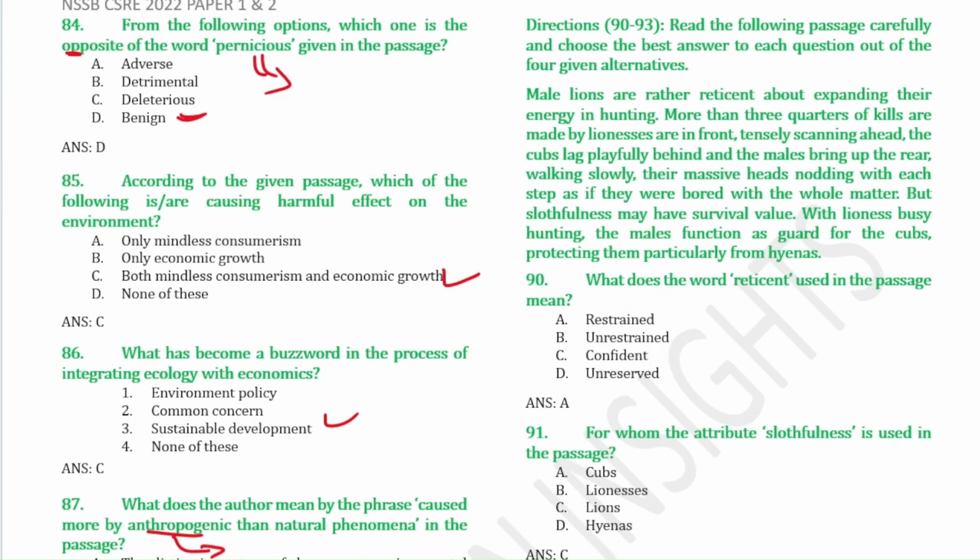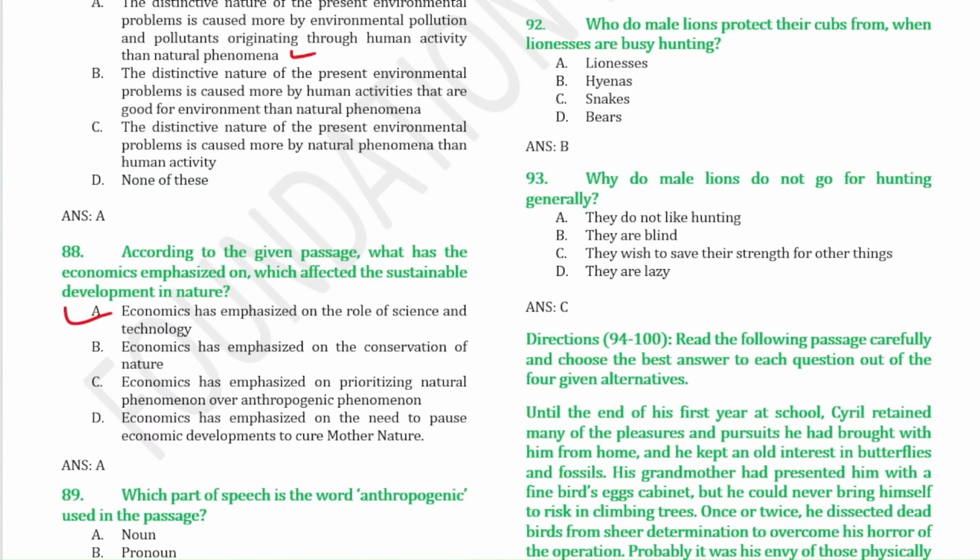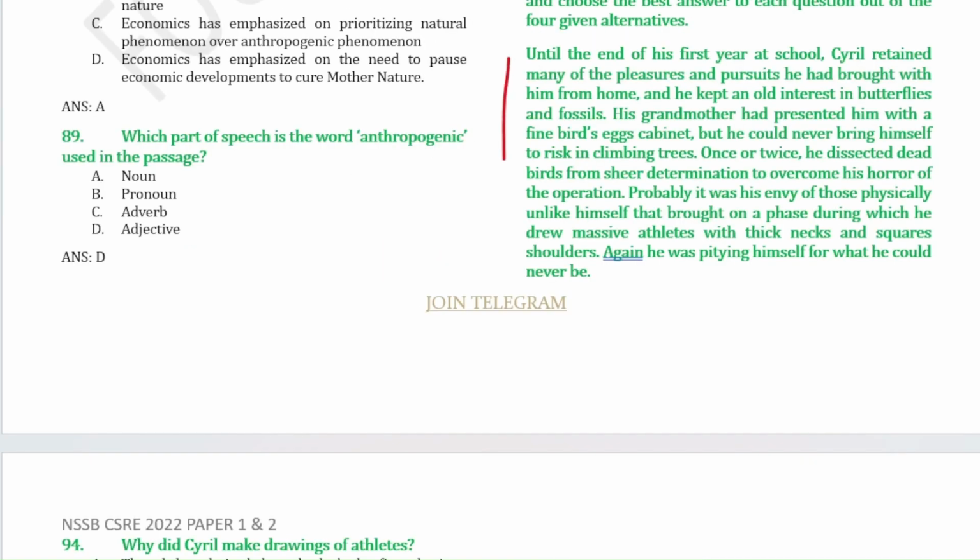90 to 93, same, you have to read the sentence and give the answer accordingly. What does the word reticent mean? Reticent means reserved, so restrained. To whom is the attribute slothfulness used in the passage? It is used for lions. 92. Who do male lions protect their cubs from when lionesses are busy hunting? From hyenas. Why do male lions generally not go for hunting? They wish to save their strength for other things. Same, read this paragraph and then give the answer accordingly.